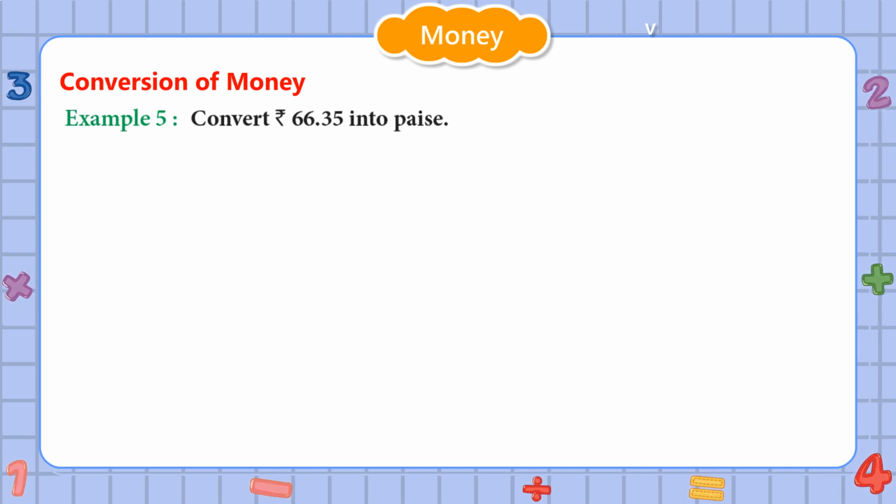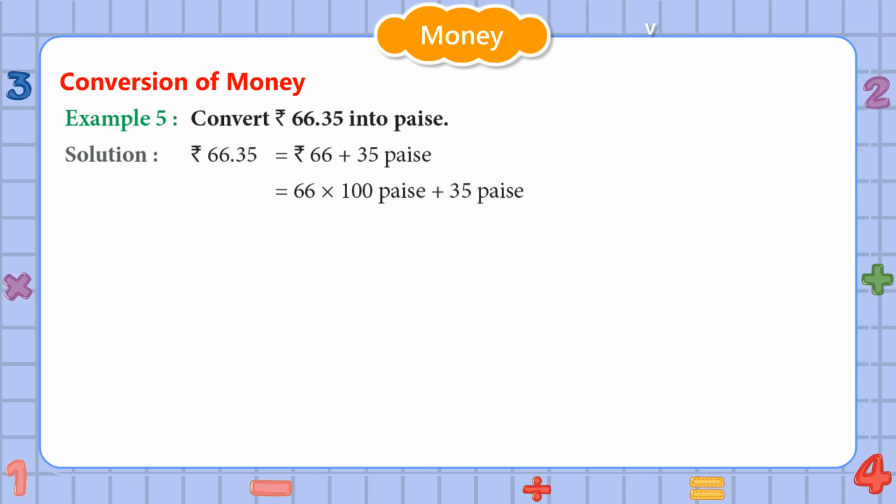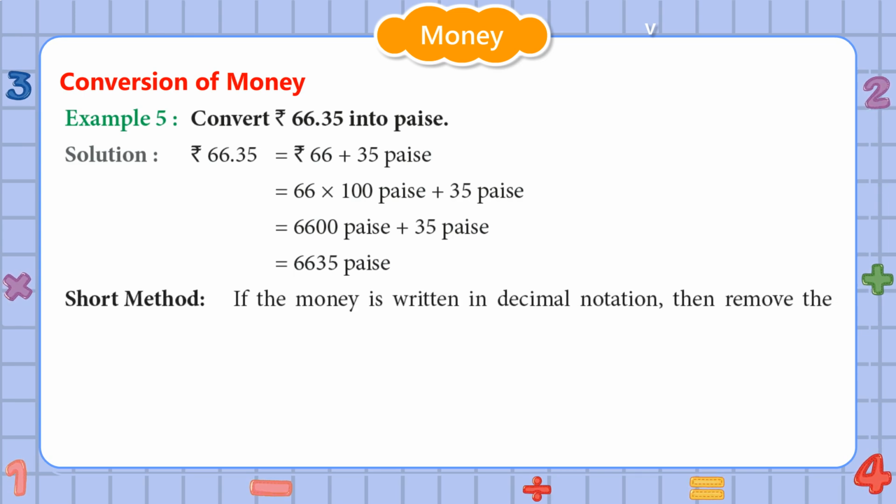Example 5. Convert ₹66.35 into paise. Solution. ₹66.35 is equal to ₹66 plus 35 paise. It is equal to 66 multiplied by 100 paise plus 35 paise. It is equal to 6600 paise plus 35 paise. It is equal to 6635 paise.